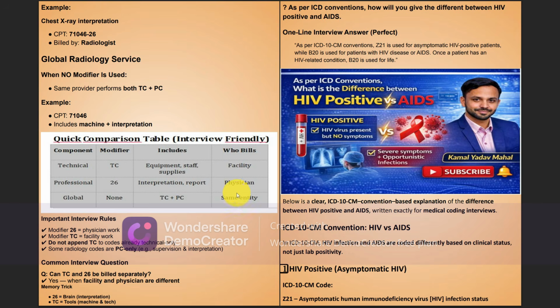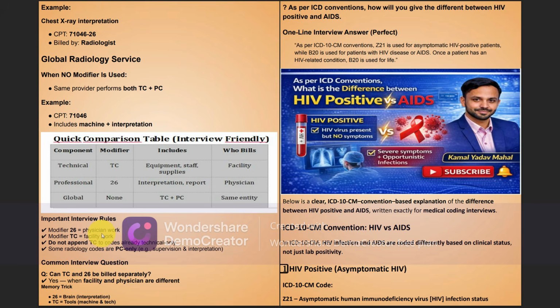Who can bill? Whoever is part of the facility or part of the physician. For example, if a physician owns the hospital, then he can't bill TC or 26 separately; that is called global, right? Let's see the important interview rules.